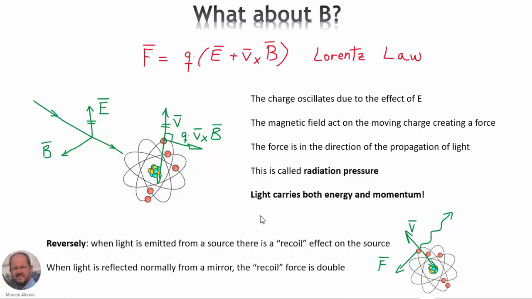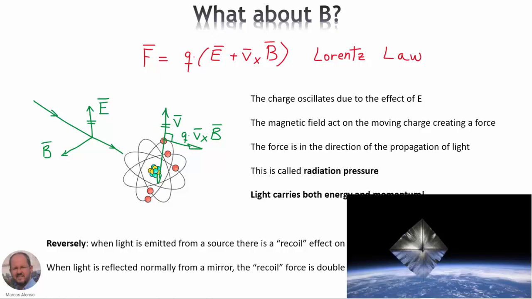And the reverse action is also true. When the light is emitted from a source, there is a recoil effect on the source. So here, when the particle is emitting the electromagnetic radiation, there is a force against the particle again. For example, when the light is reflected normally from a mirror, then the recoil force is double because we have a force when the electromagnetic radiation is arriving to the surface of the mirror, and then we have another force when the electromagnetic radiation is being emitted back, reflected from the mirror. This is an effect that has been already taken advantage of in the development of spacecrafts known as solar sails.